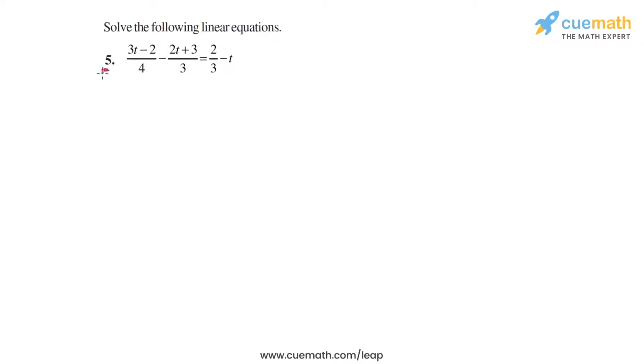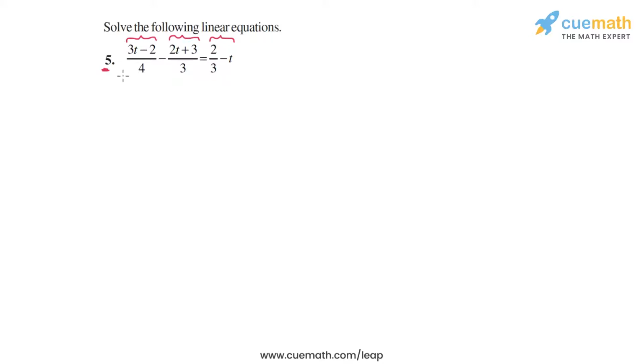In question 5, we have to solve this equation, which seems a little bit complicated. The LHS terms are (3t minus 2) by 4 minus (2t plus 3) by 3, and on the RHS we have 2 by 3 minus t. So this is the equation we have to solve.